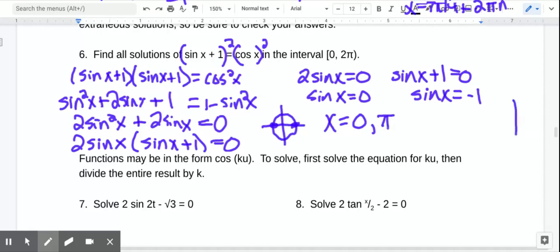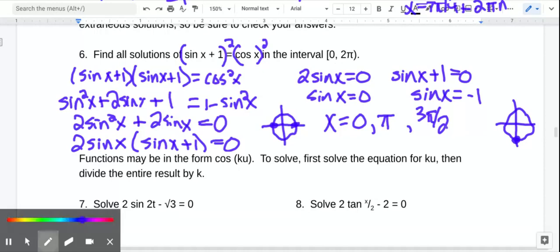And then over here, I'm going to do the same thing. I'm going to think about the unit circle. Remember, sine is the y-coordinate. And I want to know where the y-coordinate's -1, and that's the only place it's going to happen. So 3 pi over 2. So these are my three solutions.